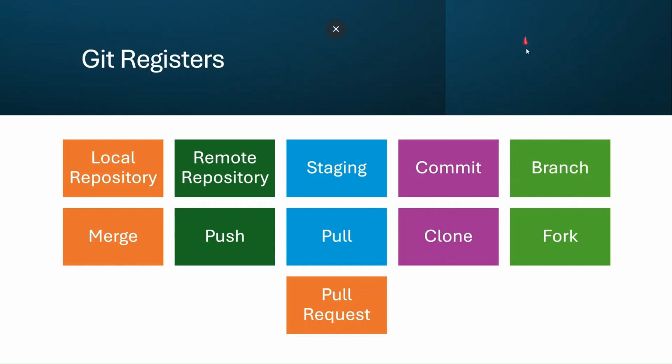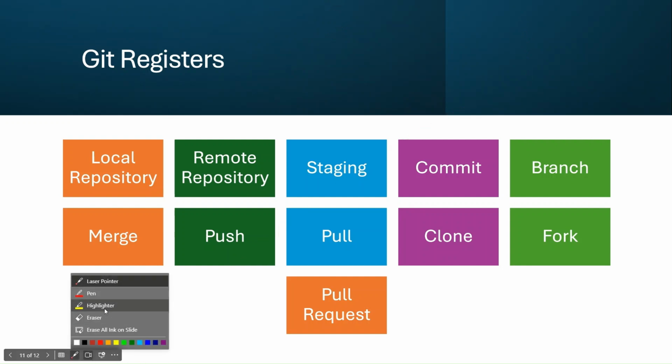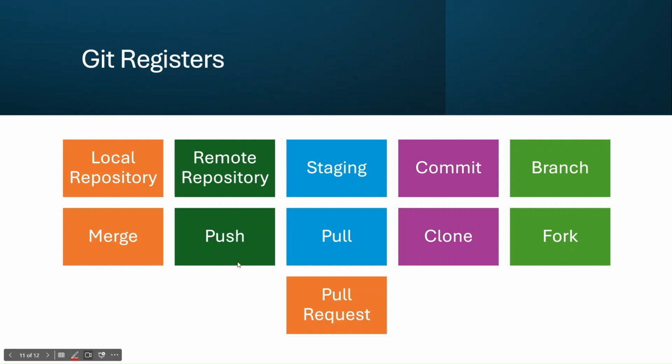It's like there's a tree now. Let me see if I can draw something here. Okay, let me put it here. So it's like there's a tree, the central repository. You now want to work on something, so what you're going to do is create a branch. So you create a branch.